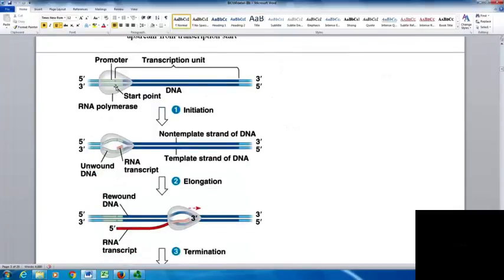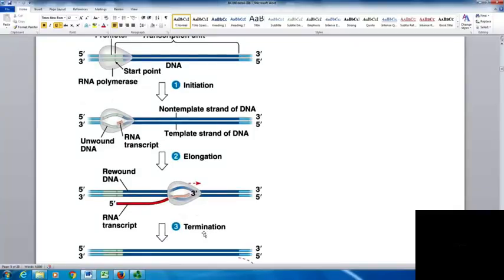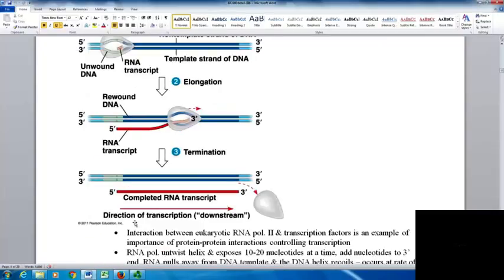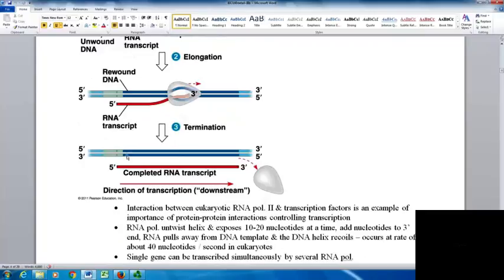Here you can see you're going to have your RNA polymerase attached to the promoter. You've got your transcription unit. It's going to unwind the DNA and allow you to start to make this RNA transcript. It will eventually elongate as this progresses down this DNA template. After it passes through, it will allow the DNA template to rewind, and you'll end up with your double-stranded DNA still being intact and your completed RNA transcript.